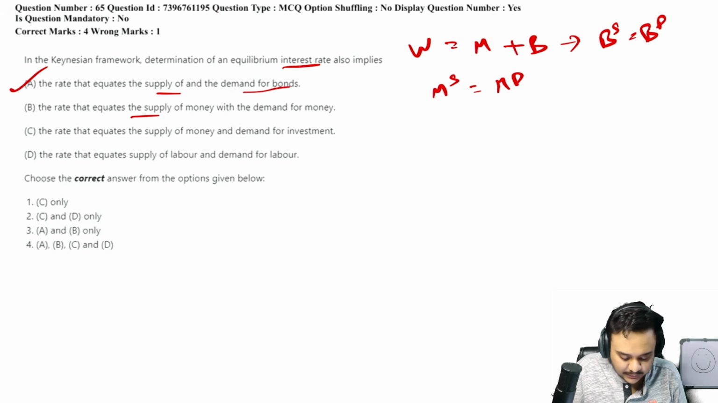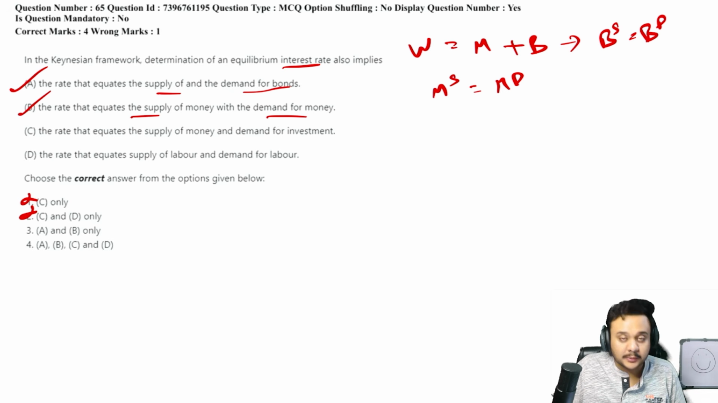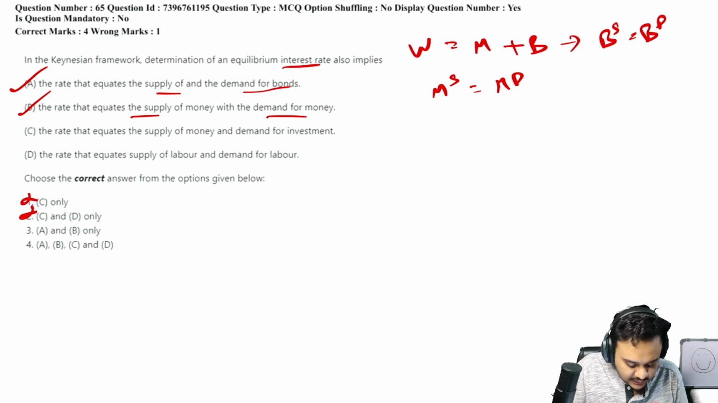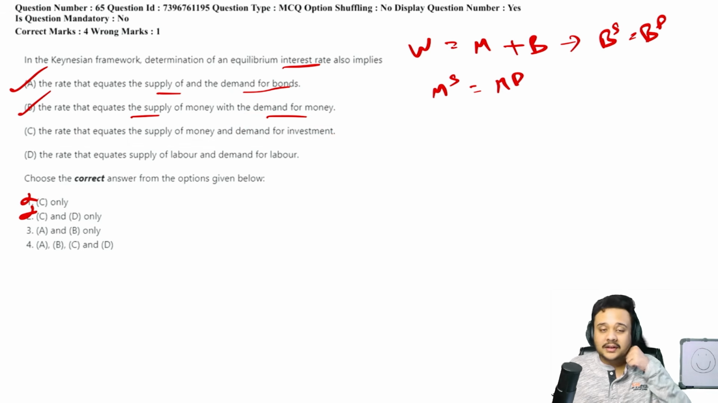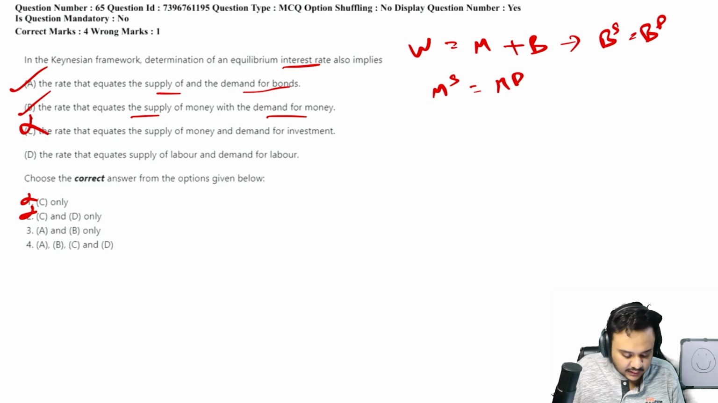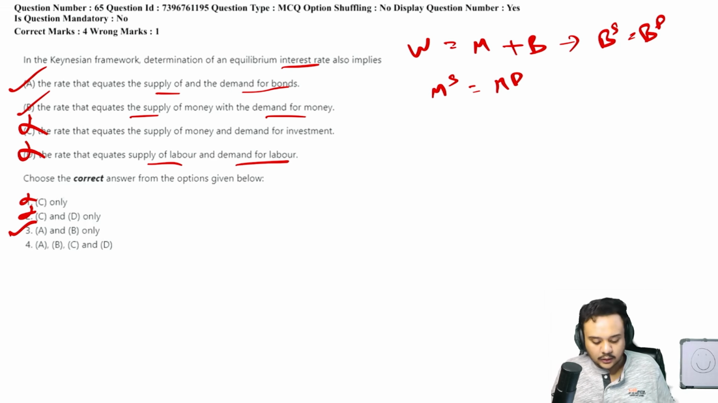The rate that equates the supply of money and demand for money is obviously just the money market equilibrium. So just by this you can eliminate the first and second options, because B is right. So it is either that all four are right, or it is the third option. Let us read the C option: the rate that equates the supply of money and demand for investment. The investment demand inside the money market equilibrium has no place at all, so this is clearly very wrong. The rate that equates supply of labor and demand for labor, again, will not make any sense, the interest rate is not equating these two. So that is why the third is the only option that makes sense here.